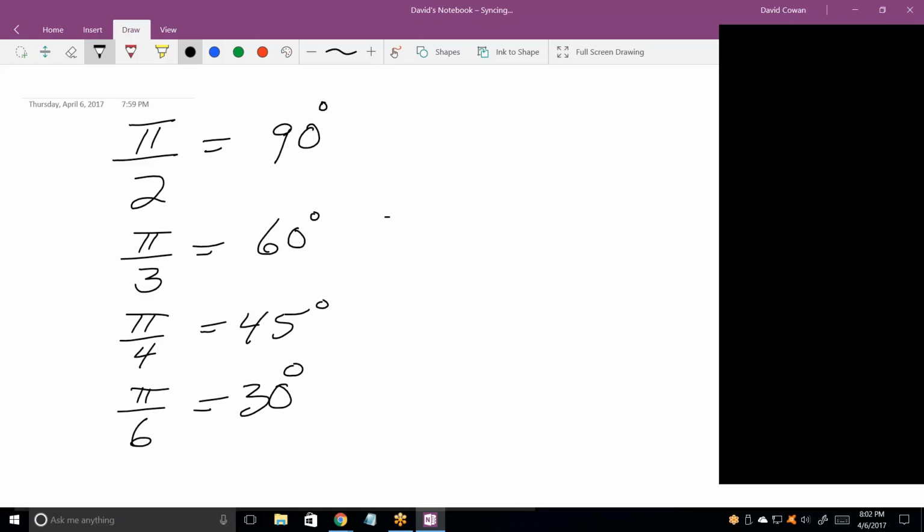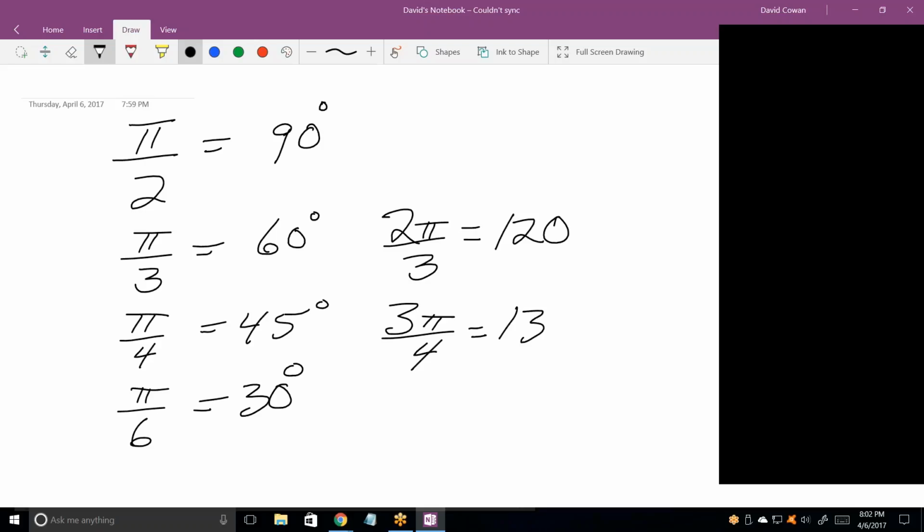What if I said 2 pi over 3? If pi over 3 is 60, what's 2 pi over 3 got to be equal to? 120. How about 3 pi over 4? 135. Right, 3 times 45.